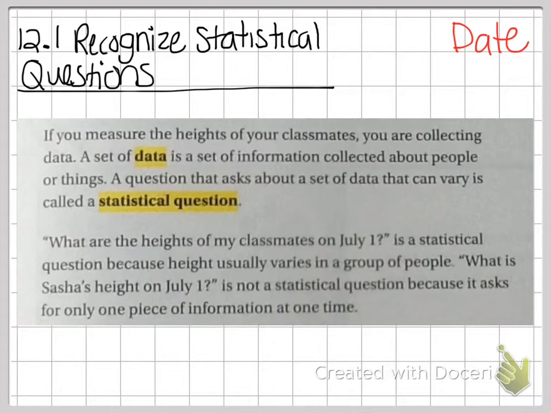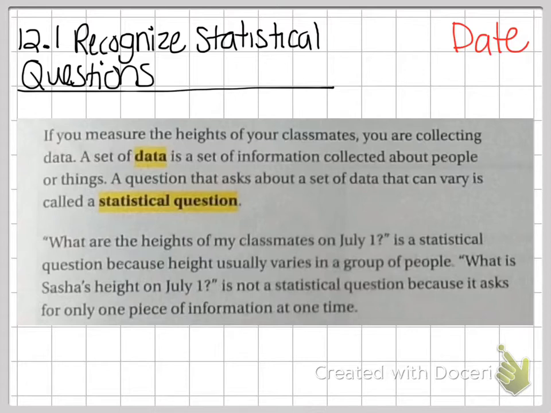So below we are given two questions, one is statistical and one is not. The question, what are the heights of my classmates on July 1st, is a statistical question because when you are taking data for a group of people, the height can vary within that set of data. The next question, what is Sasha's height on July 1st, is not a statistical question because it's asking for just one piece of information and not a set of data that's being collected from this group of people. It's only asking about her height, which will not vary on July 1st. It'll be that all day.